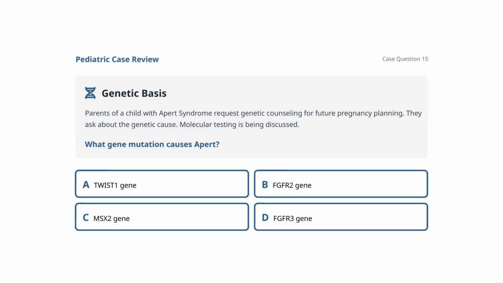Parents of a child with Apert syndrome request genetic counseling for future pregnancy planning. They ask about the genetic cause. Molecular testing is being discussed. What gene mutation causes Apert syndrome?